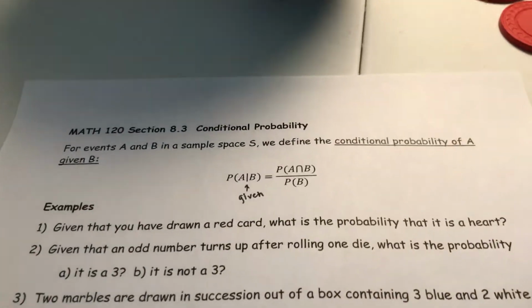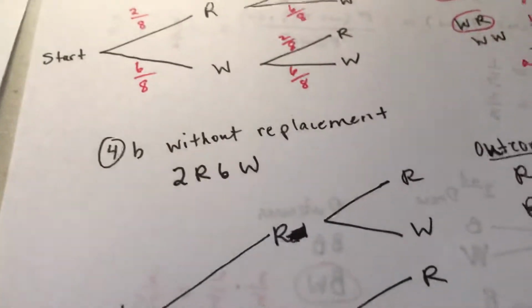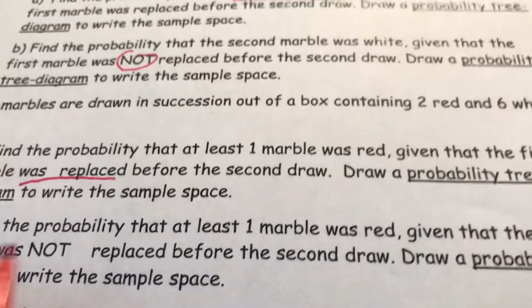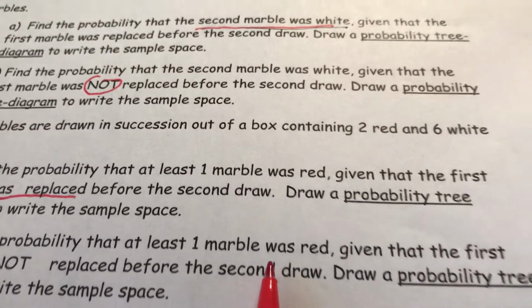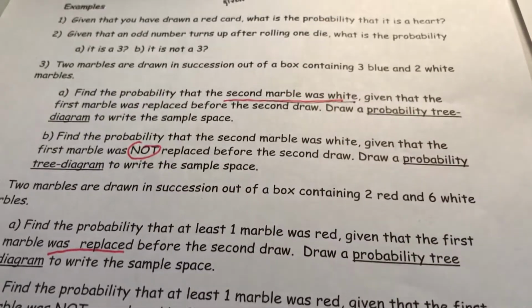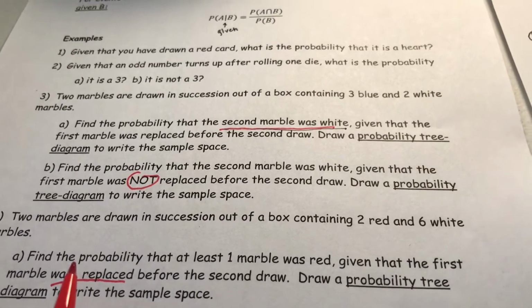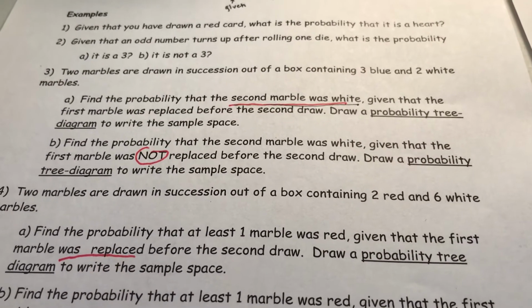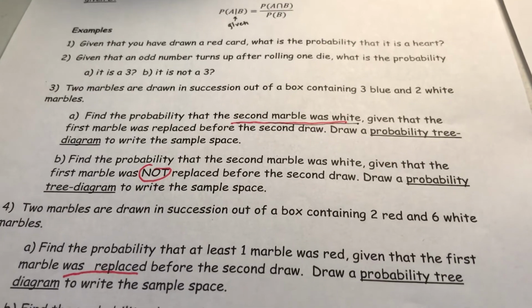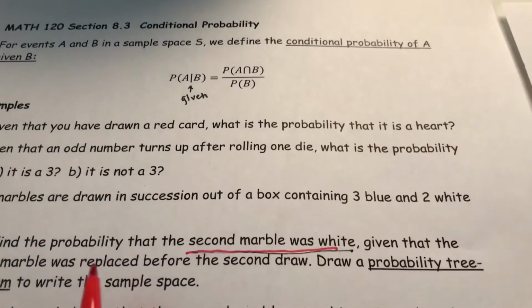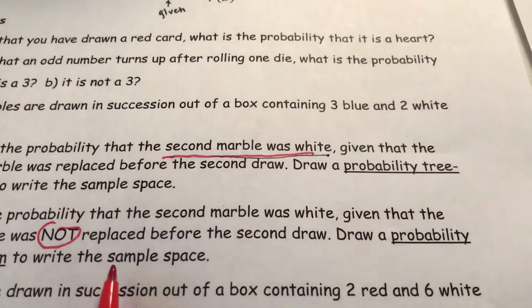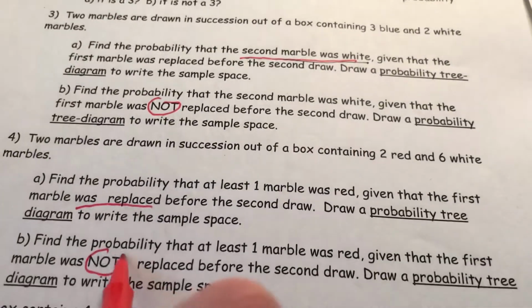Hello students, 8.3, we're getting ready to do 4B. What does it say? Find the probability that at least one marble was red, given that the first marble was not replaced. So we call this one with replacement, and without replacement is part B, which is what we did up here in 3A and B. With replacement, without replacement. So this is like not replaced down here.